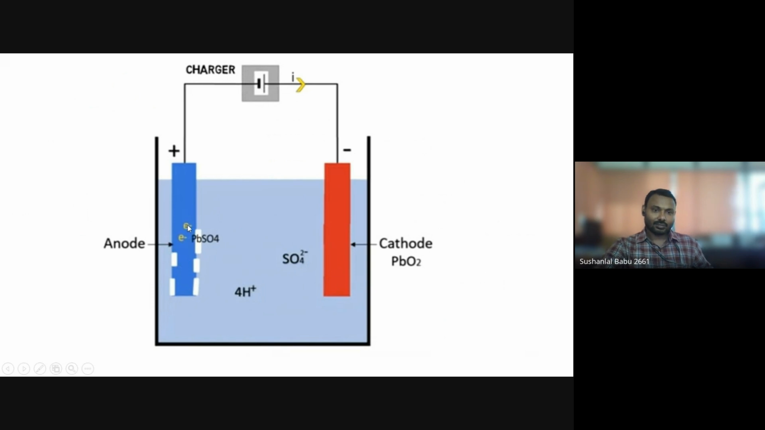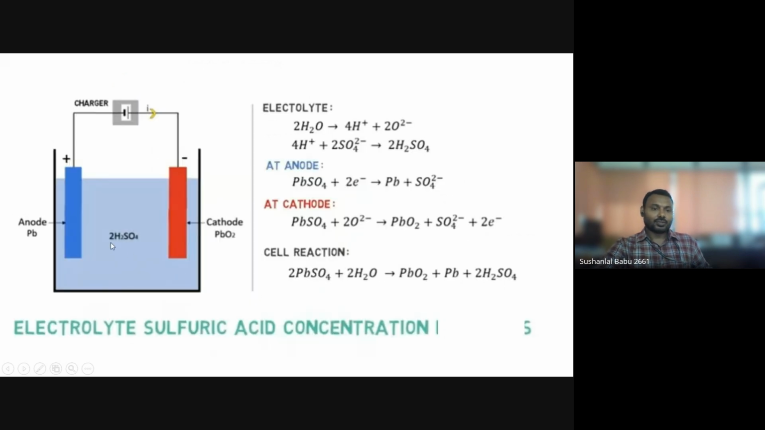This released electron will be received by PbSO4 and SO4 2- is released, and Pb will be deposited over the anode. SO4 2- will be separated, and both SO4 2- from the anode and cathode will react with the remaining 4H+ to form H2SO4, 2H2SO4. So that is the reactions happening during the charging cycle.